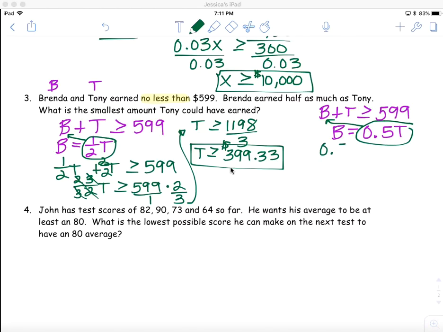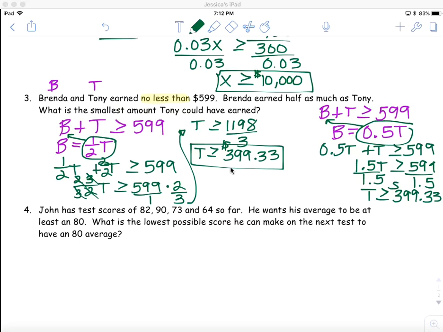So 0.5T plus T is greater than or equal to 599. Well, 0.5 plus 1 is 1.5. And now all I have to do to get T by itself is to divide by 1.5. When you do this, you get the exact same answer. T is greater than or equal to 399.33. I don't care if you use fractions or decimal, whatever makes the most sense to you.